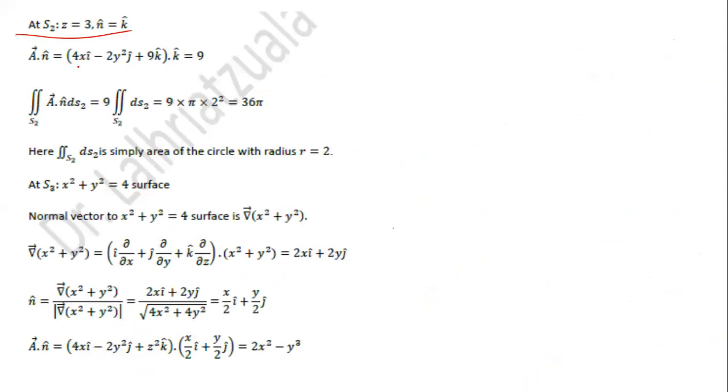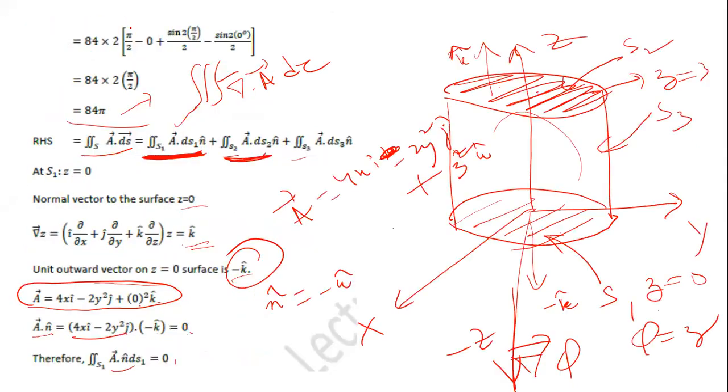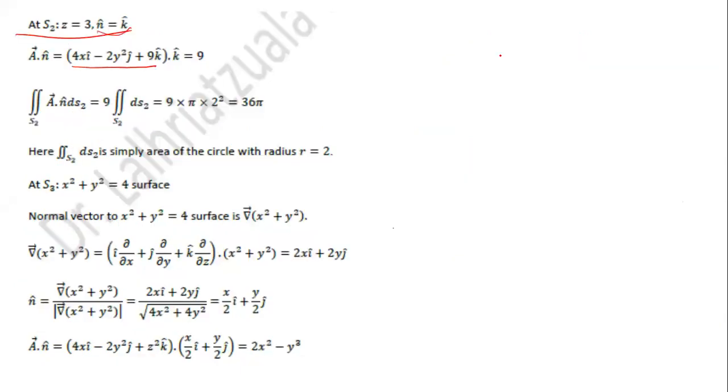So this is what you will have as your a vector, and the outward unit normal vector to this surface is k cap. So you put n cap equal to k cap. k cap dot k cap is 1, k dot j is 0, k dot i is 0. So a dot n is 9. 9 is a constant, so you can take it out of the integration. Now what is left here is this.